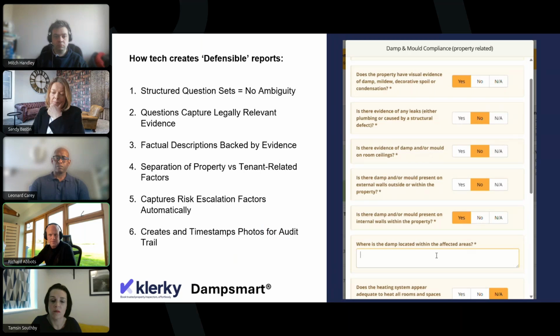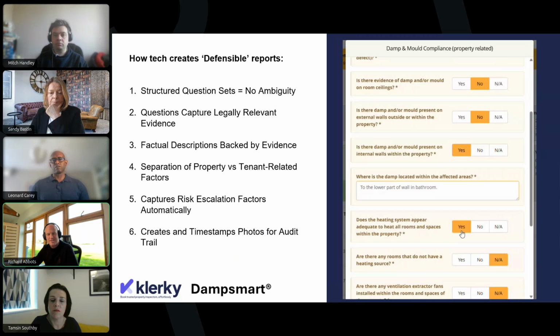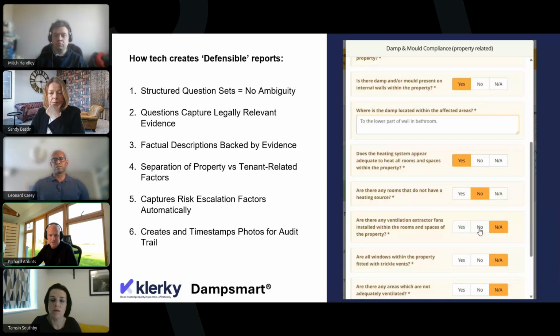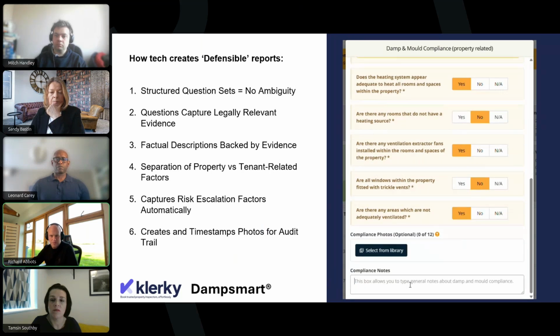First, the report uses tightly defined structured questions. So rather than leaving things open to interpretation, the inspector answers clear yes or no prompts on areas such as damp and mould linked to the property, so the fabric of the building that Leonard mentioned a moment ago, damp and mould linked to the tenancy as well, heating and ventilation, extractor fans, trickle vents, signs of leaks or structural problems. Because these questions are standardized, every inspector collects the information in the same way, and that consistency is what removes subjectivity and strengthens defensibility.